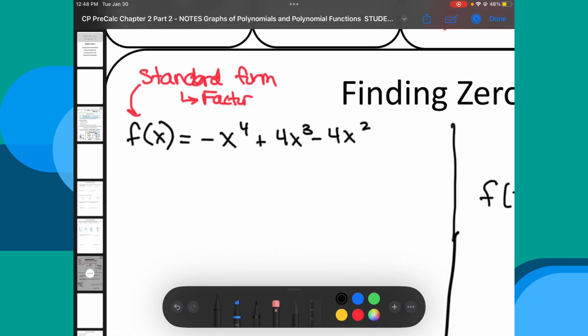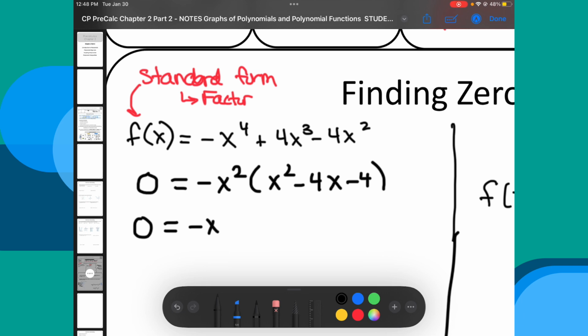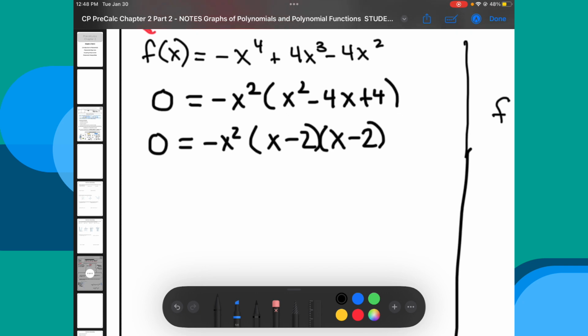When the function that we're given is in standard form, we're going to set it equal to 0, and then we're going to factor. So here I have a GCF, so I'm going to factor out my GCF. I'm left with x squared minus 4x, and then minus 4. We can keep factoring. So we get x minus 2, and then x minus 2. Once we have our factors, we take each factor, we set it equal to 0 and solve.